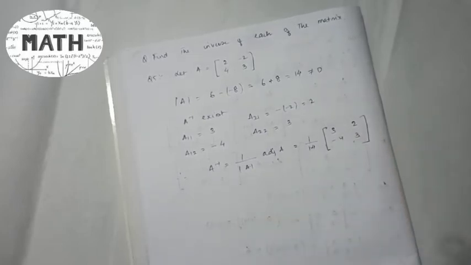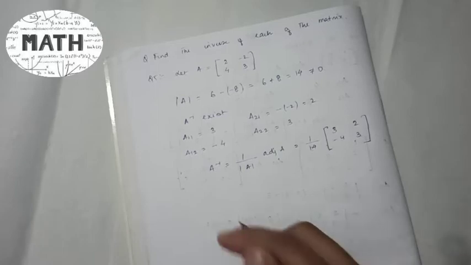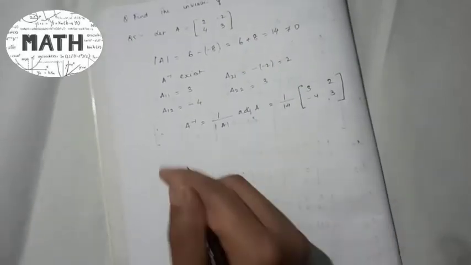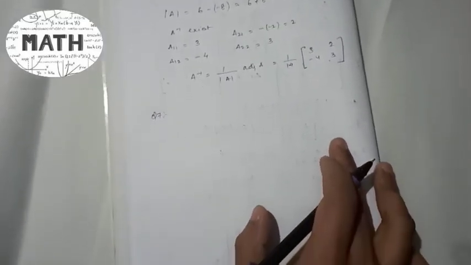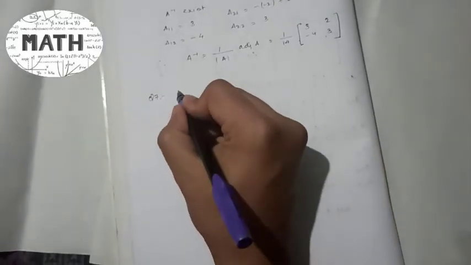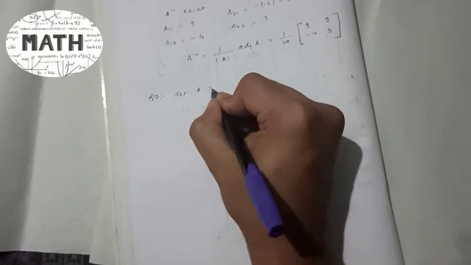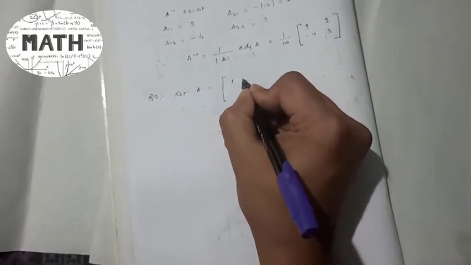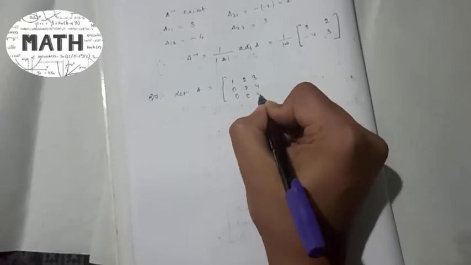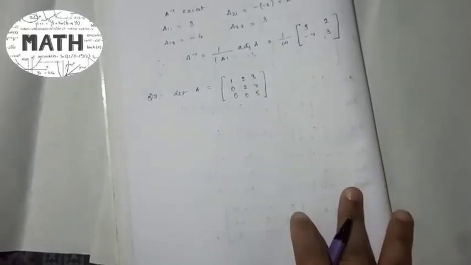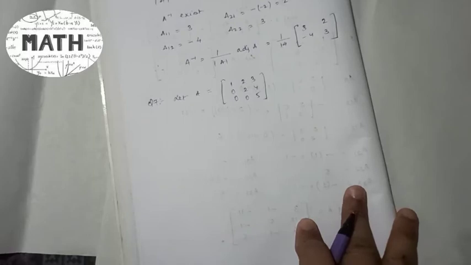So that's all about your question number 5. Okay, let me just do question number 7 next. Your question number 7 is given to be this one. Let A is equal to 1 2 3, 0 2 4, 0 0 5. Now this is a matrix of 3 into 3, okay?